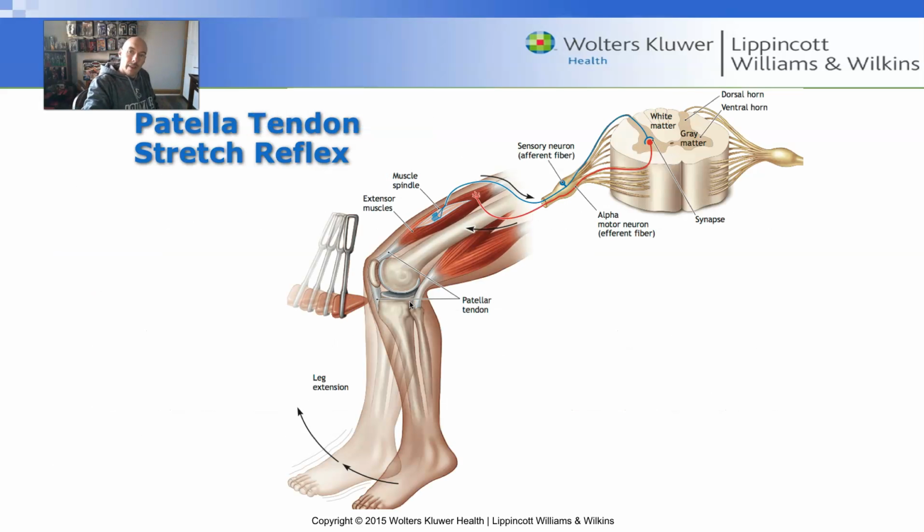We then have, well, actually, this is another example of the stretch reflex. When you go to the doctor and he uses the hammer to hit your patella tendon, the reason your leg jerks is because hitting this tendon causes the muscle spindle to be stretched, and that causes a reflexive contraction of your quad, which is what causes your leg to kick forward slightly.